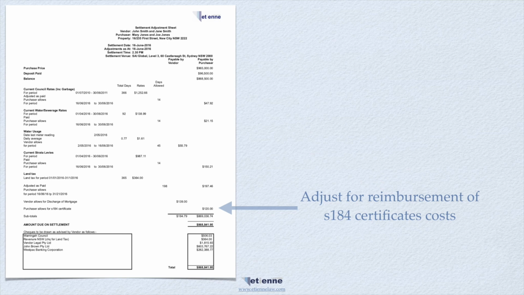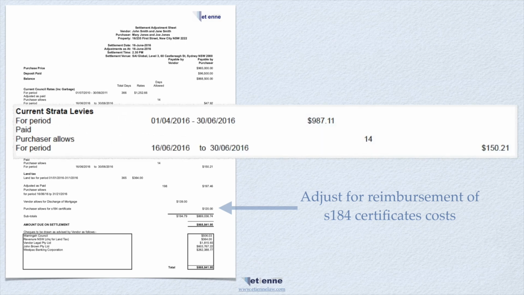If the property is a strata or community title, then there is to be adjustment for the owner's corporation levies. The standard form contract in New South Wales also requires that the cost of the vendor obtaining the Section 184 certificate, being a prescribed fee, is to be reimbursed by you to them on completion. As such, you will see that an amount of $120 has been added to the settlement adjustment sheet to reimburse the costs of the vendor in obtaining this certificate.